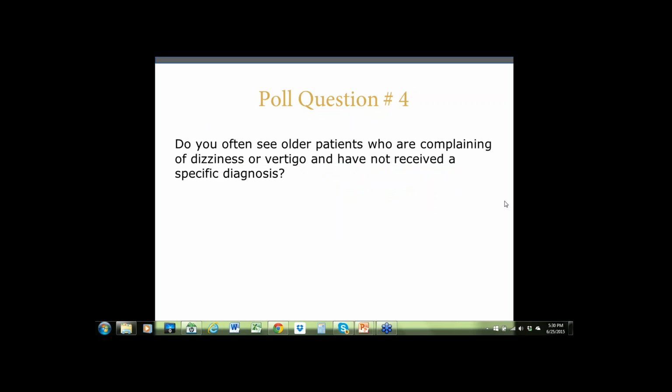I'm going to close the poll because it was unanimous. 100% said yes, they often see older patients complaining of dizziness who do not have a specific diagnosis. Obviously, we're right, and there is a great need here to increase awareness about how important it is to help patients get to a specialist who can accurately diagnose their vestibular disorder. Kim, back to you.